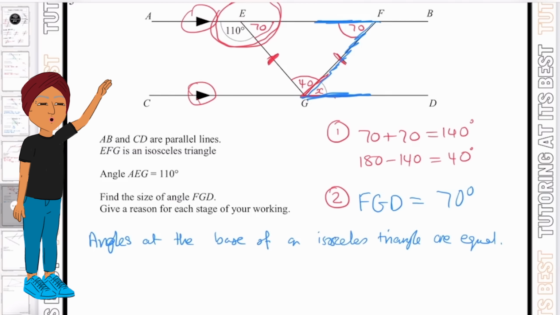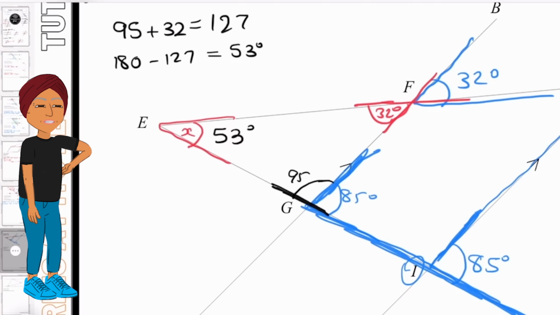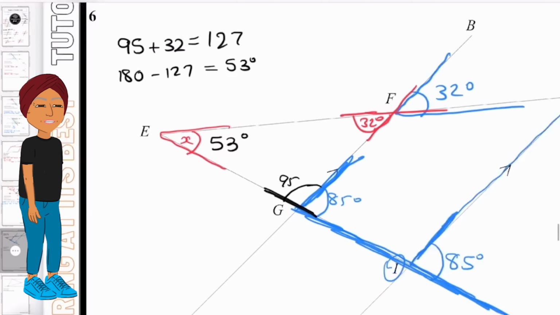And now the next point is to consider that straight line angles add up to 180 degrees. So if one is 85 degrees, then the other has to be 95 because it has to add up to 180 degrees. And by saying that, we can then go ahead and calculate 95 plus 32, which then gives us 127. We can then have 180 minus 127, which gives us 53 degrees. And we now know X is 53 degrees.